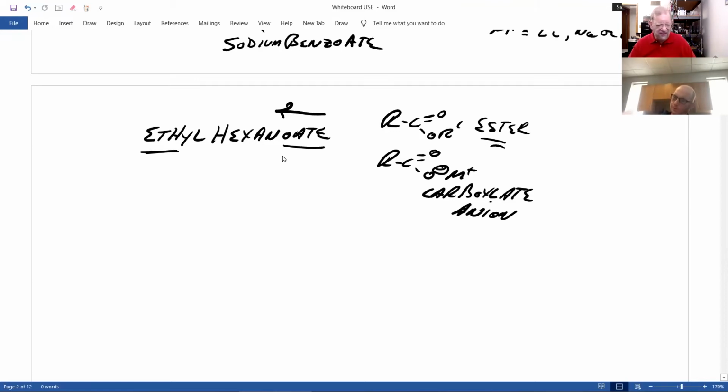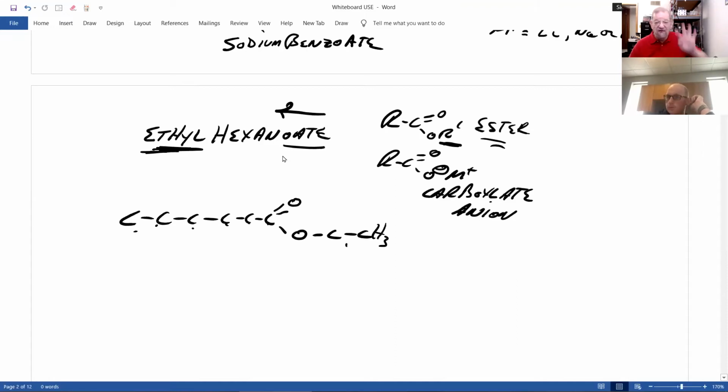If that were E, it would be six carbons. The end carbon, I always do it on the right. You can do it on the left, but I do it on the right because good habits, Dr. White, doesn't break carbonyl oxygen. And what's my R prime? Whatever's in front. And that would be ethyl. 1, 2, 3, 4, 5, 6 plus an ethyl group. And there's four bonds to carbon. And there you go, ethyl hexanoate. Let me do one more.